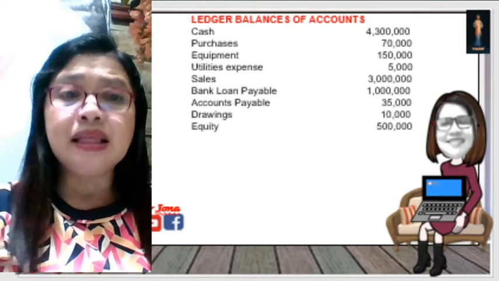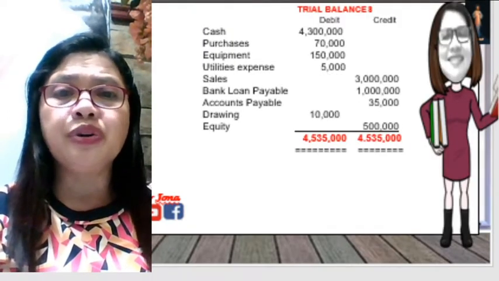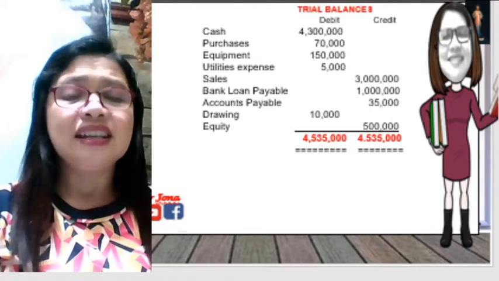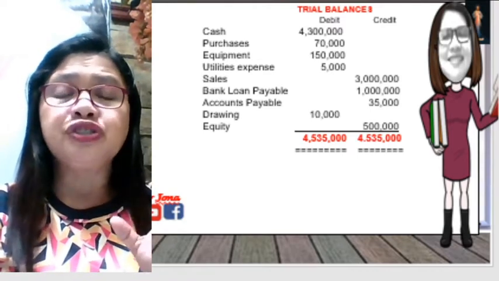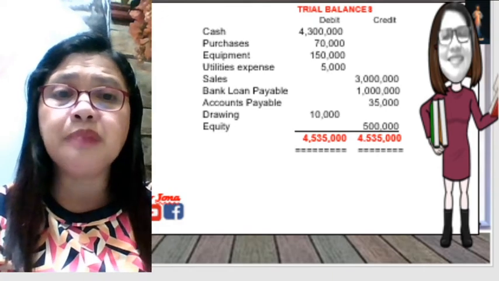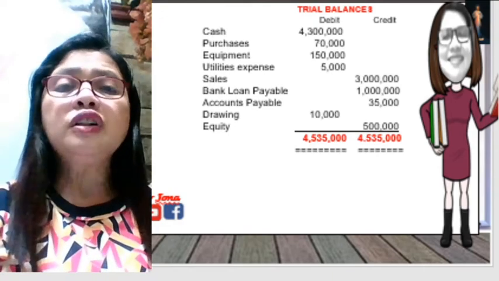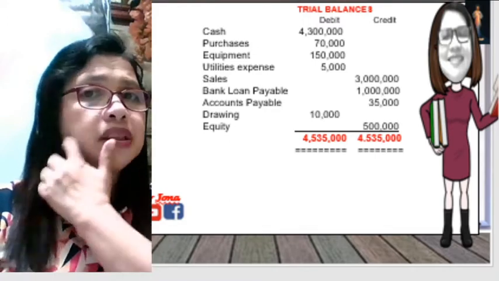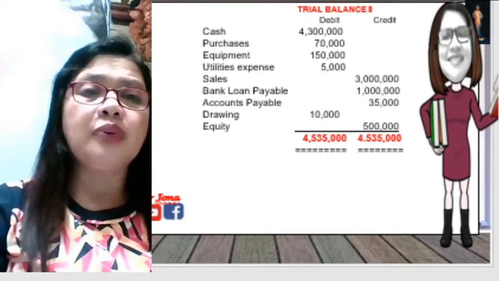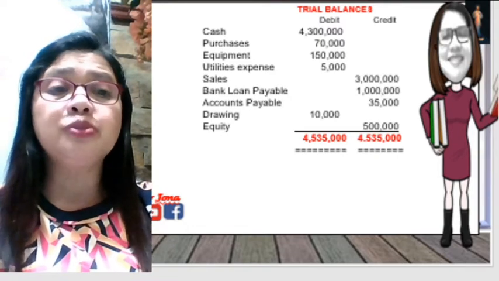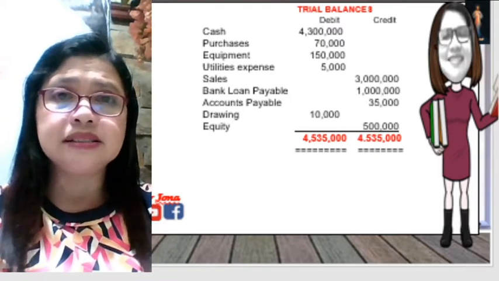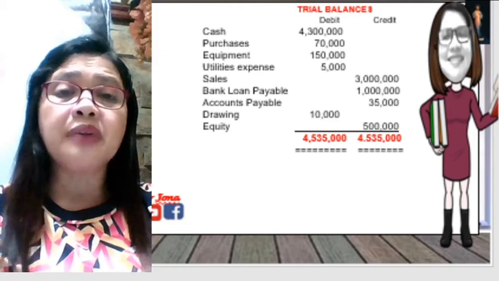After preparing the ledger, we are now ready to go to the trial balance. What is again the purpose of the trial balance? Yes, to check on the correctness of your debits and your credits. All the accounts with normal debit balance should be placed where? In the debit column. All the accounts with credit normal balance should be placed on the credit column.